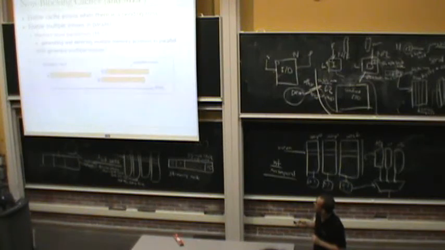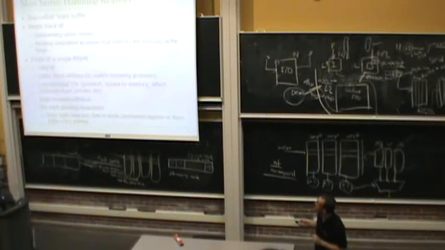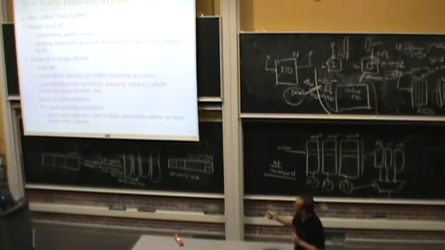Okay. I guess I'll go back to this later on. But this is also called a miss buffer. Basically, you keep track of outstanding cache misses and the handling load store accesses that refer to the missing cache block. How can you implement this?